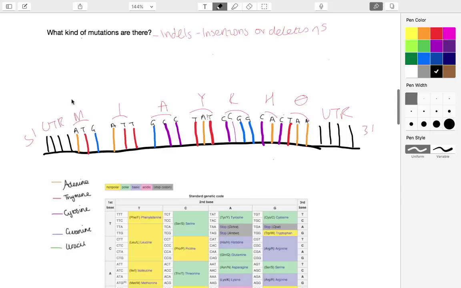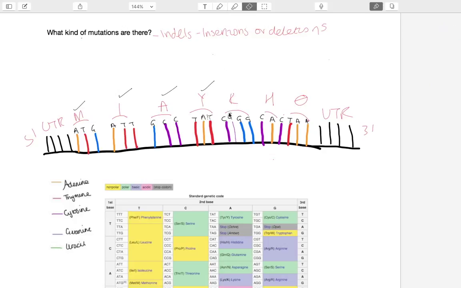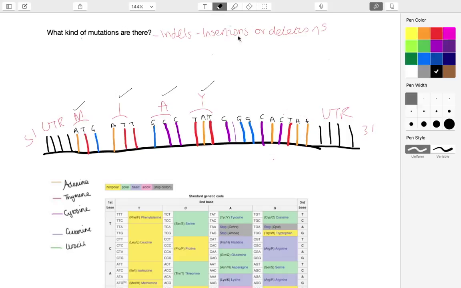So far up until this point, what's going to stay the same? Methionine is going to stay the same, isoleucine is going to stay the same, alanine is going to stay the same, tyrosine is going to stay the same, and now this is where our error happens. So we can say goodbye to arginine, histidine, and perhaps our stop codon.